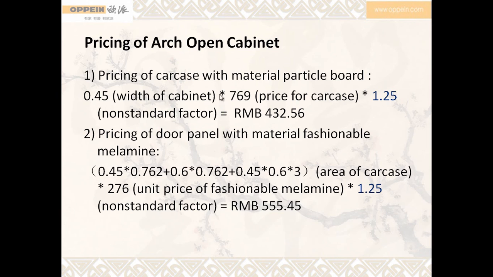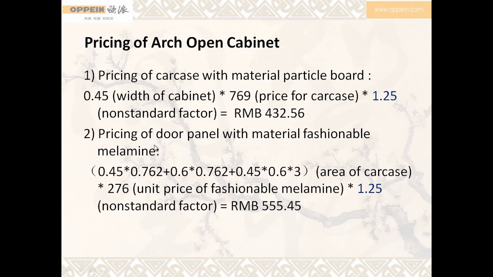1. The price of carcass equals 0.45, which is width of cabinet, multiply 769, which is price for carcass, multiply 1.25, which is non-standard factor. Then you get the final answer, which is 432.56 RMB.